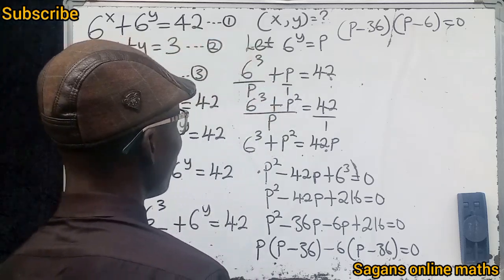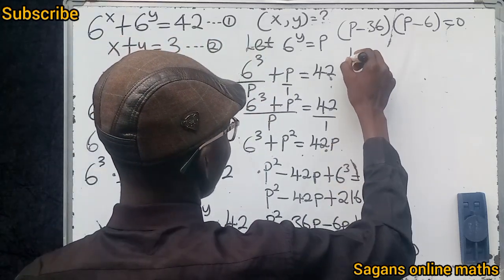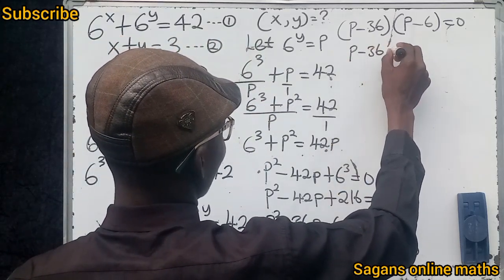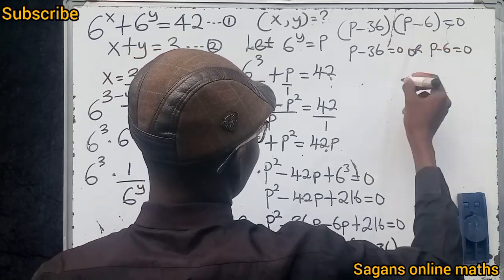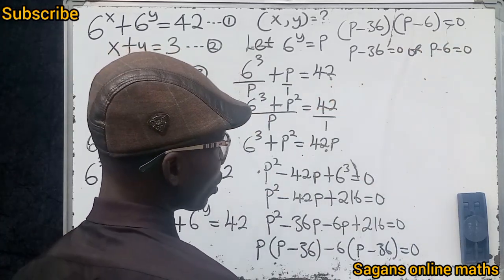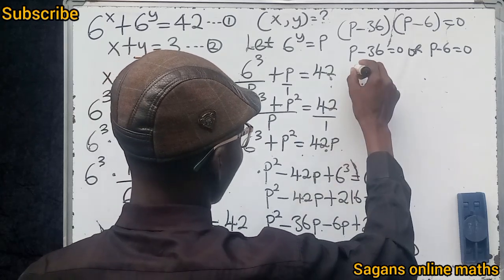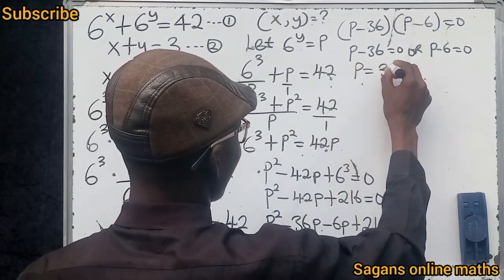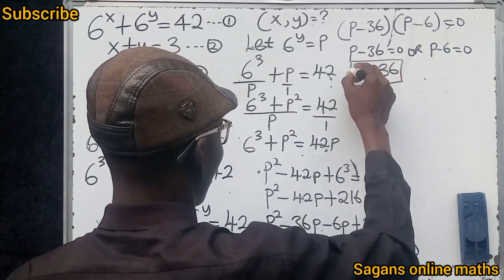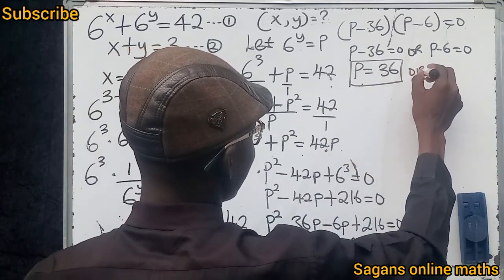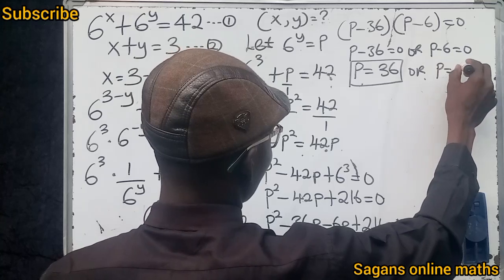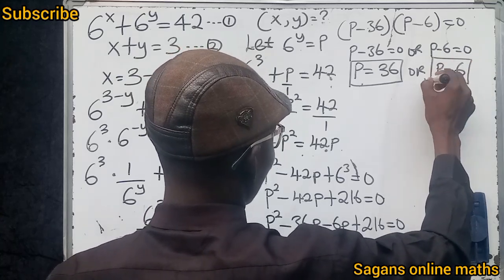So let's solve it respectively to find the value of p. Now see that p minus 36 equals to 0, or p minus 6 is equal to 0. Now by adding 36 to both sides, our p is equal to 36. This is the value of p. But remember, we are not asked to solve for p, okay? Or by adding 6 to both sides, that means p is equal to 6. This is the value of p.